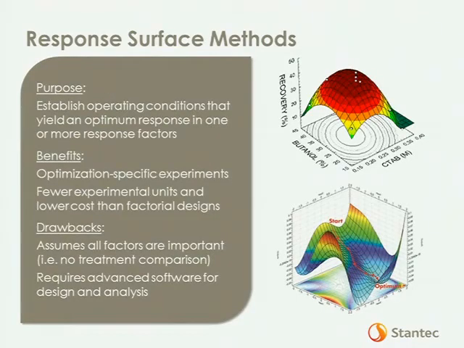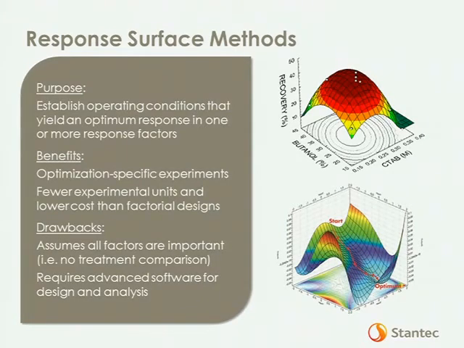So out of my obligatory text slides, here's some fancy graphs. These are just generic, but I'll show you some real data later. So response surface methods. The purpose is to establish operating conditions that yield an optimum response. How they differ is that rather than doing replicates of 1 or 2 treatments, the way these experimental designs are set up is that each experimental unit has a range of values or levels within the operating parameters that you set out.